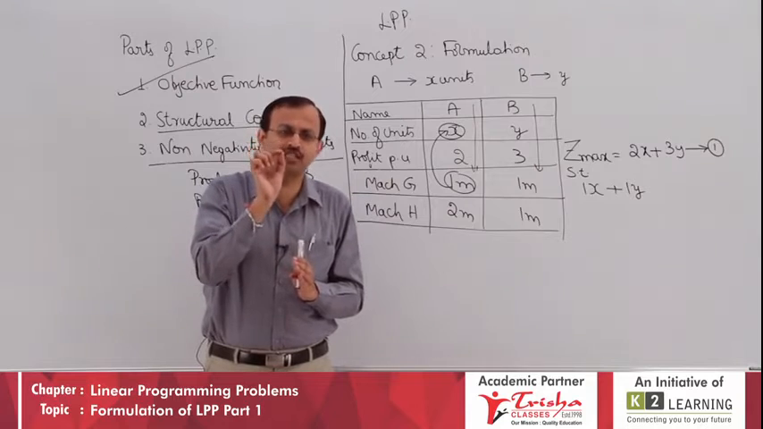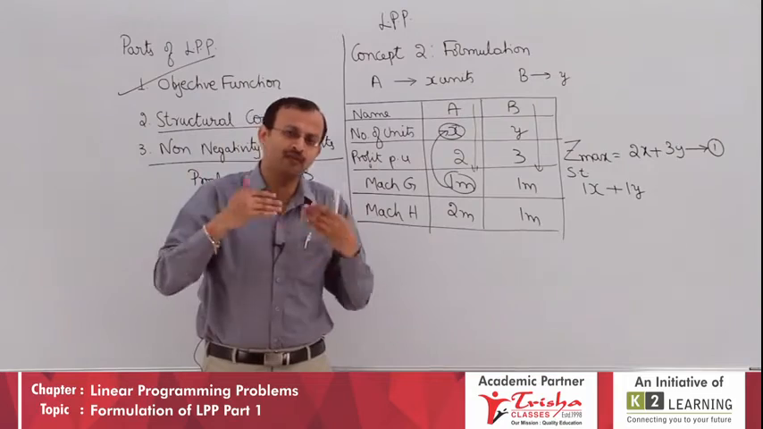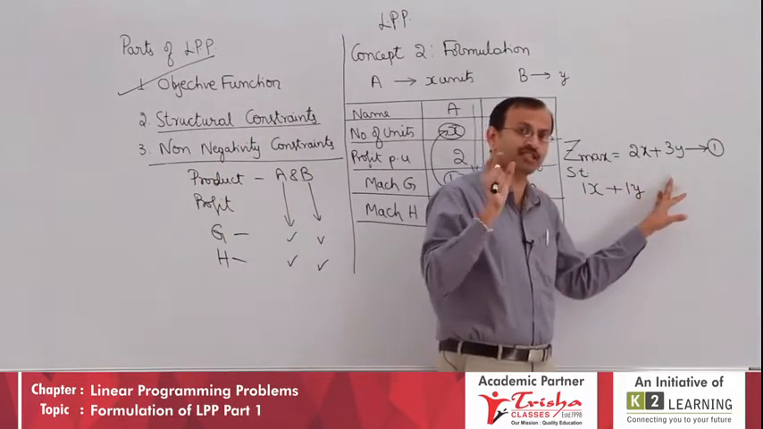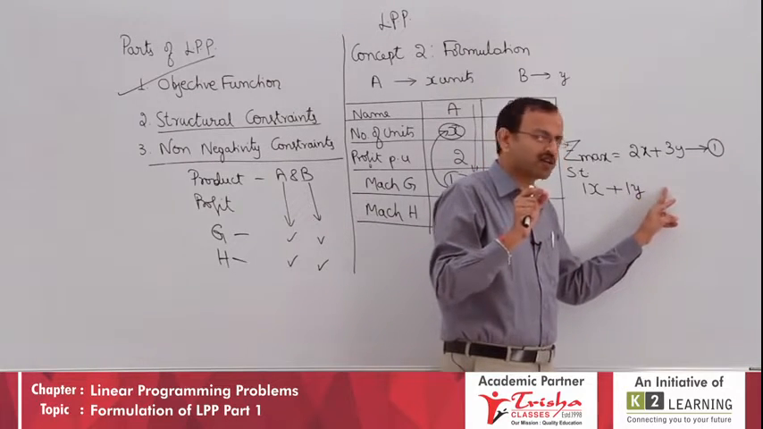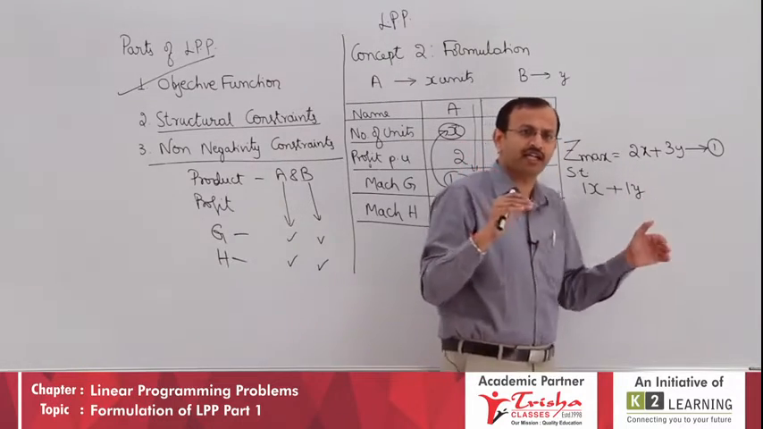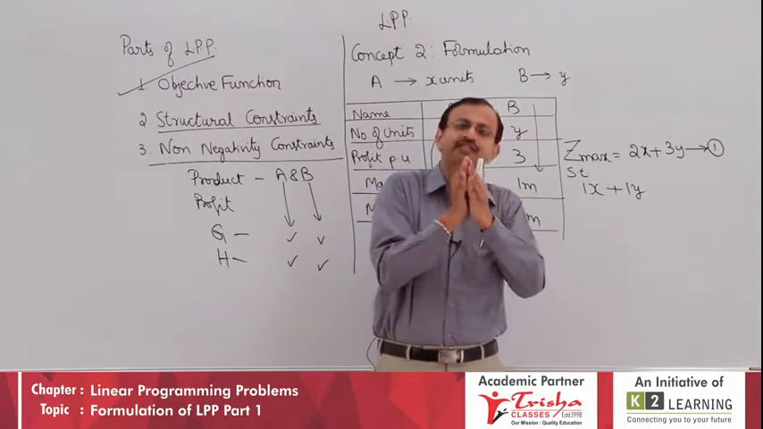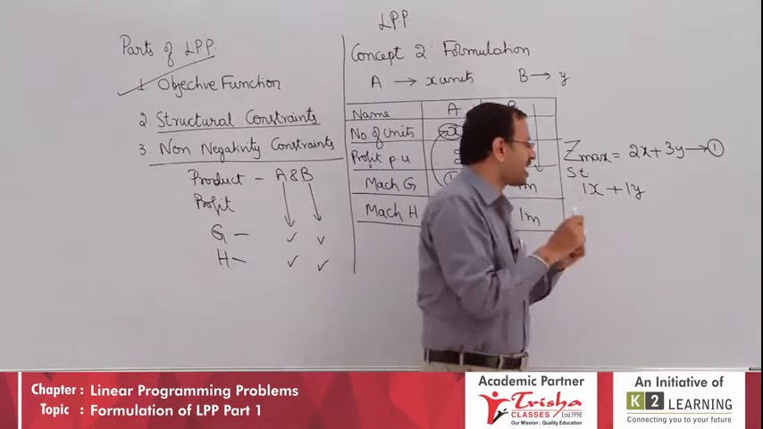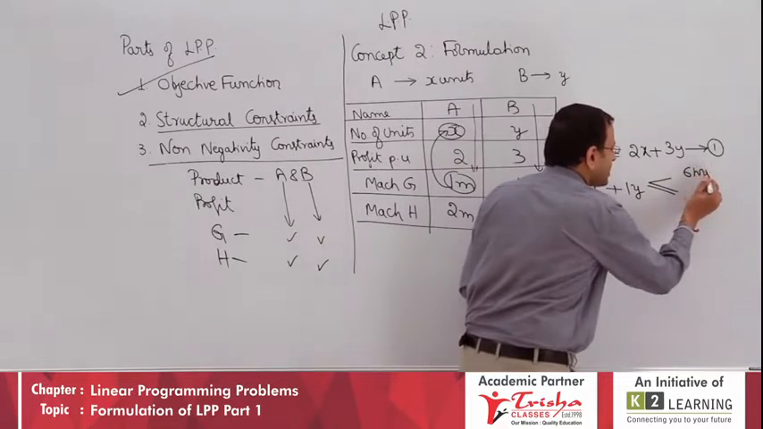Read that: machine G is available for not more than 6 hours 20 minutes. Not more than means what? Highest is 6 hours 20 minutes. This is where students will go wrong. Should I write equal, greater than or equal to, or less than or equal to? If it is exactly equal, then no problem, write equal. Here it is not more than, it is a maximum of 6 hours 20 minutes. The highest time you can take is 6 hours 20 minutes. Any time less than that is okay, but not more than that. Therefore, I can say less than or equal to 6 hours 20 minutes.